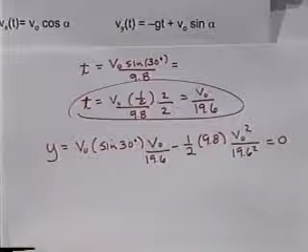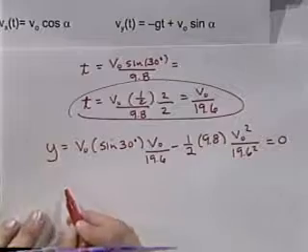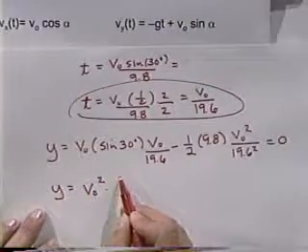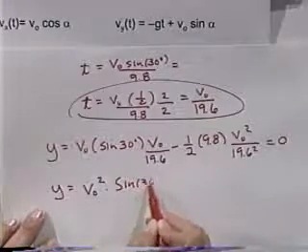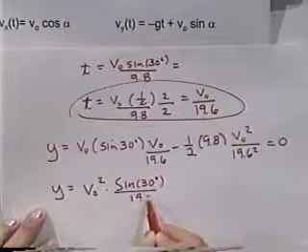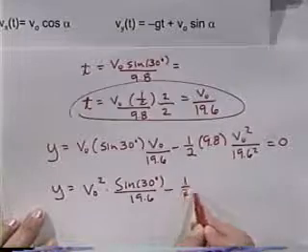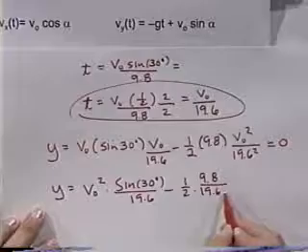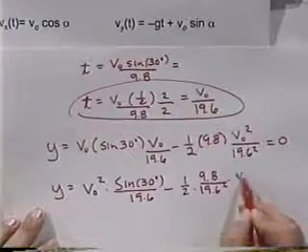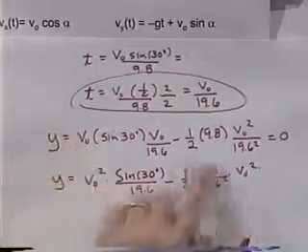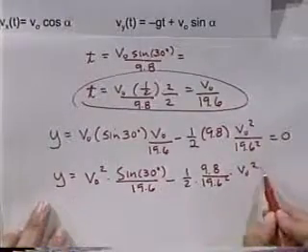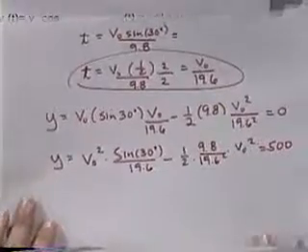Okay, now that looks sort of dreadful. But let's see. y is equal to v naught squared times sine of 30 over 19.6 minus 1/2 times 9.8 over 19.6 squared times v naught squared. You with me? But this is the time that I'm at the top, so I know that this is equal to 500.